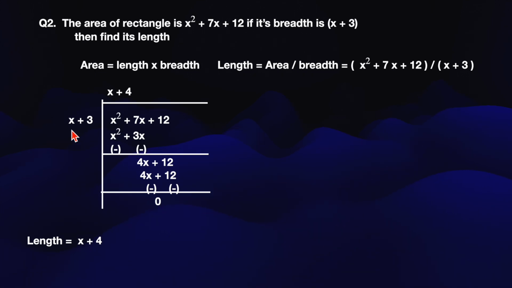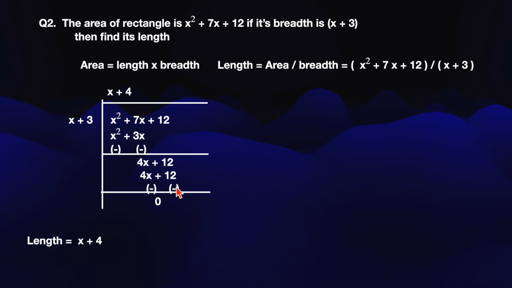Take x square divided by x. You get x. Write it down. Now multiply this with x plus 3. So x into x is x square. X 3s are 3x. Write it beneath it like this. Then change the sign. Plus becomes negative. Plus becomes negative. X square minus x square is 0. 7x minus 3x is 4x. Bring down the next term. 4x divided by x is 4. So plus 4. So 4 into x plus 3 is 4x plus 12.